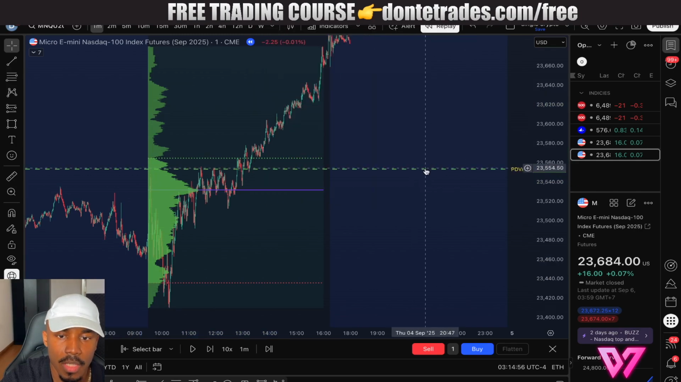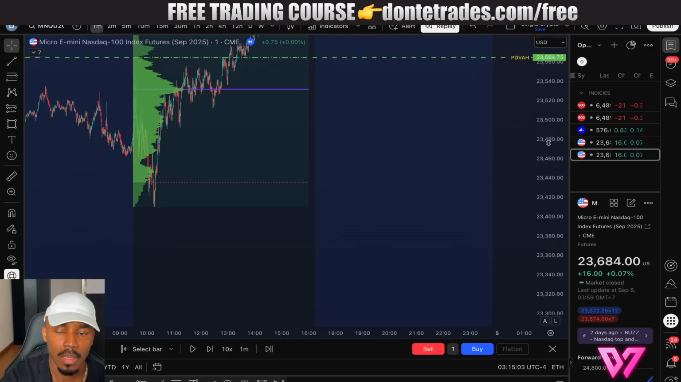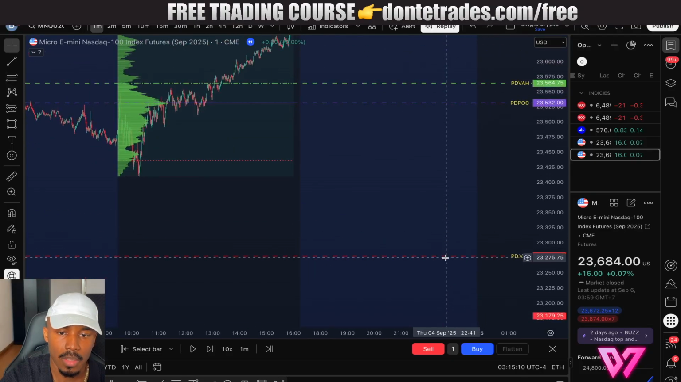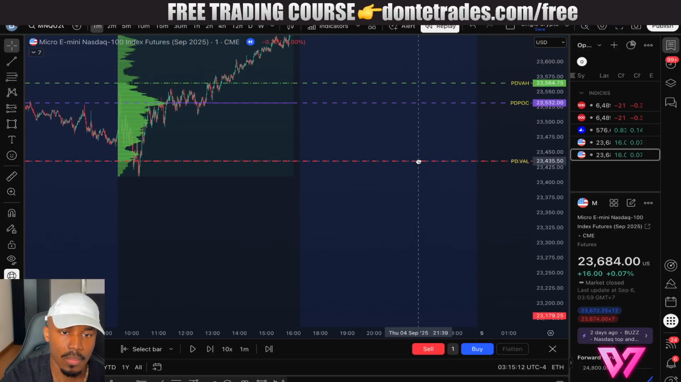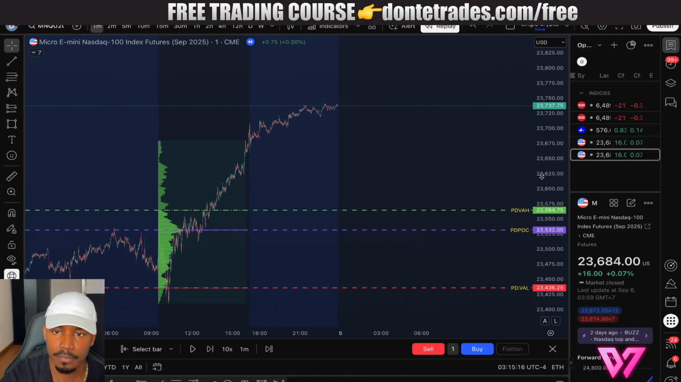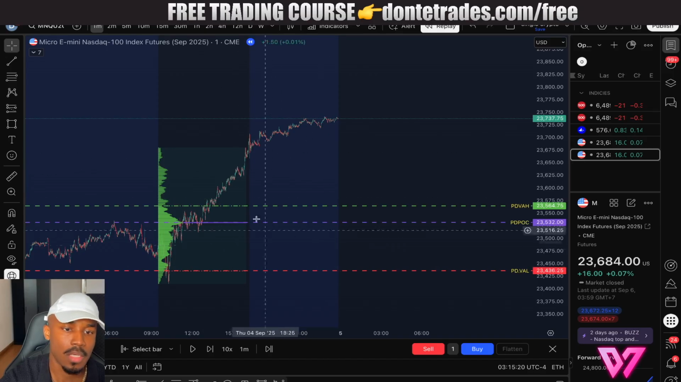So again, you just want to take these lines and then you just draw them on the chart here. So you can see previous day PDVAH stands for previous day value area high. And then you just write the previous day point of control. You just mark it there. And then the previous day value area low, and then you just mark it there. And these are going to always be critical levels. When the price comes to these areas and it bounces around these areas, this is where you really want to pay attention.